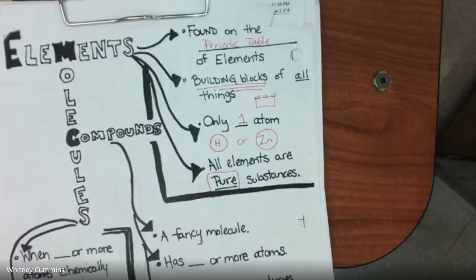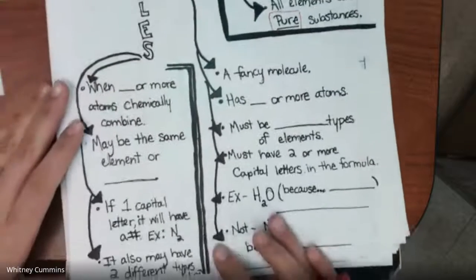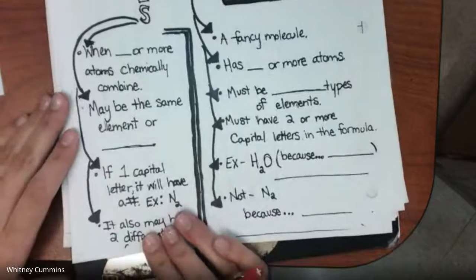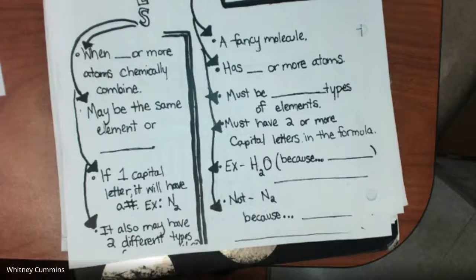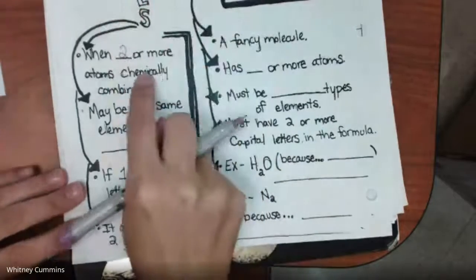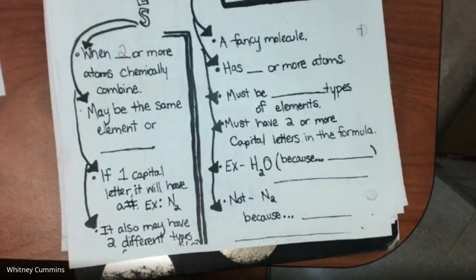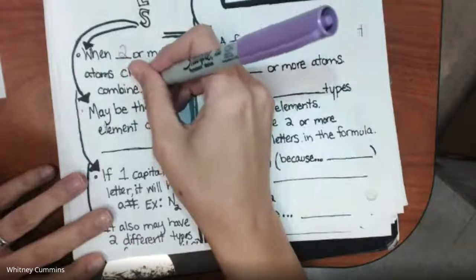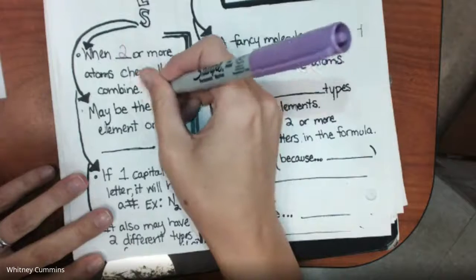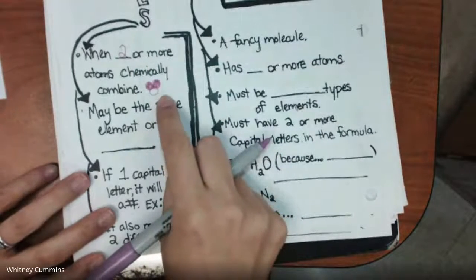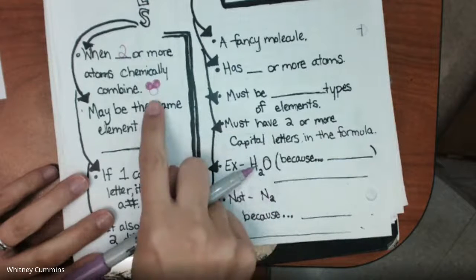Now, I told you that elements are the building blocks of all things, so they can make these other things called molecules. Molecules are pretty easy. They're when 2 or more atoms chemically combine, or get stuck together. Let me give you an example here. I have 2 or more, and they're chemically combined, stuck together. So this is considered a molecule.